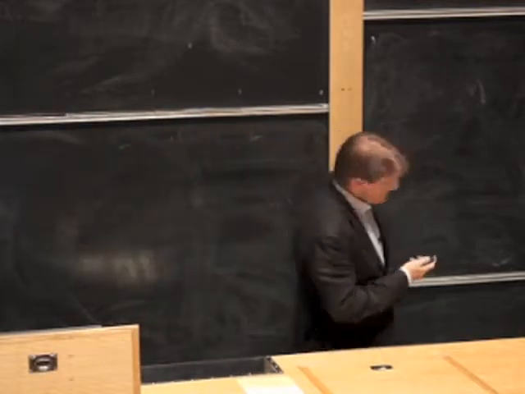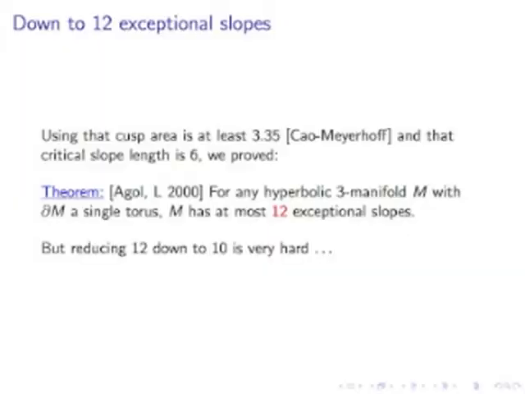Okay, so this around as well, 12 or so years ago, got us down to at most 12 exceptional slopes. So improving the lower bounds on the area of the boundary torus and improving upper bounds on the length of exceptional slopes from 2 pi down to 6 gave us at most 12 exceptional slopes. And that's where the story was up until, let's say, fairly recently.